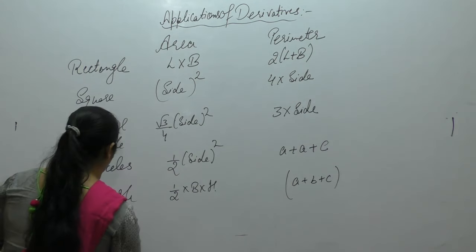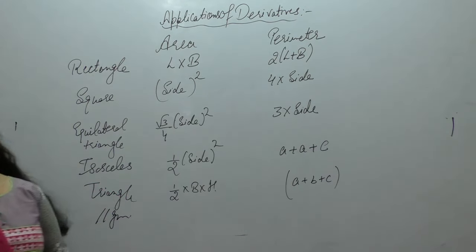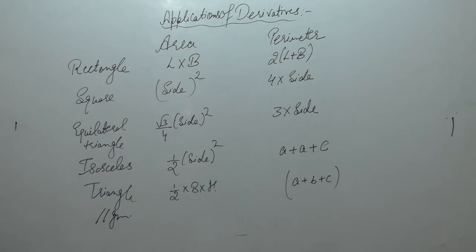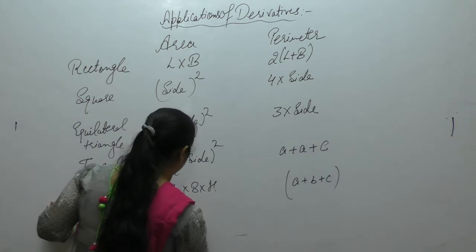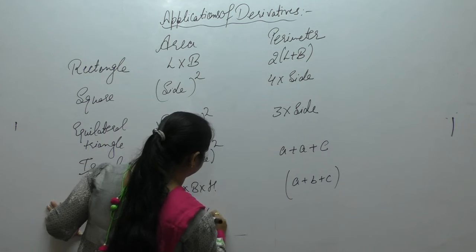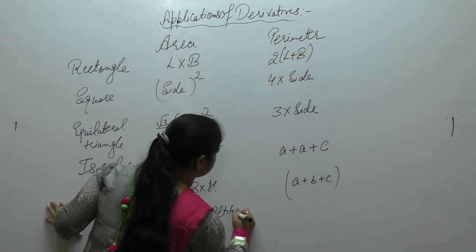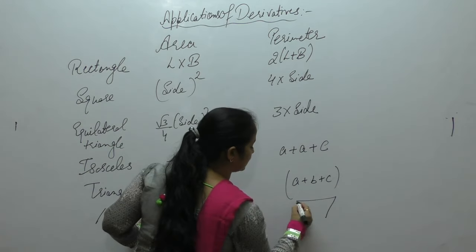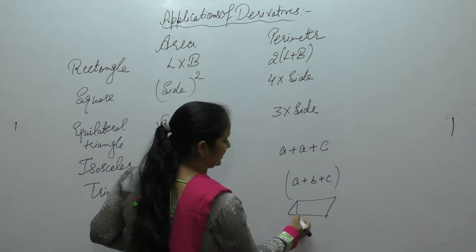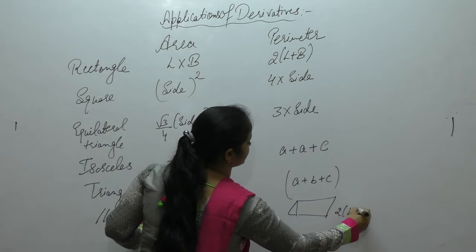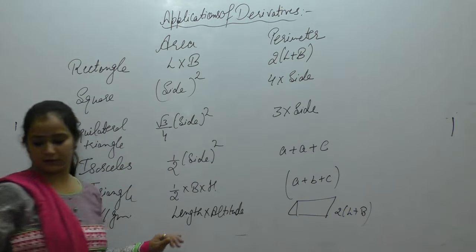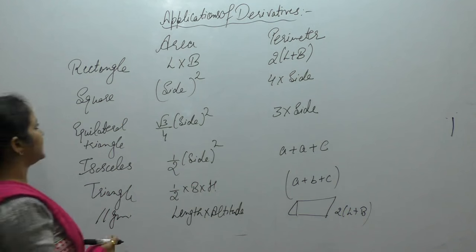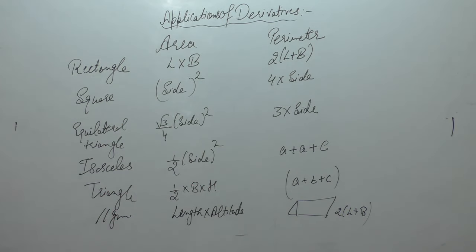Next is parallelogram. Area of the parallelogram is length into altitude. And perimeter is, 2 opposite sides are equal and parallel, so 2 times L plus B. Next is, note up to here first.